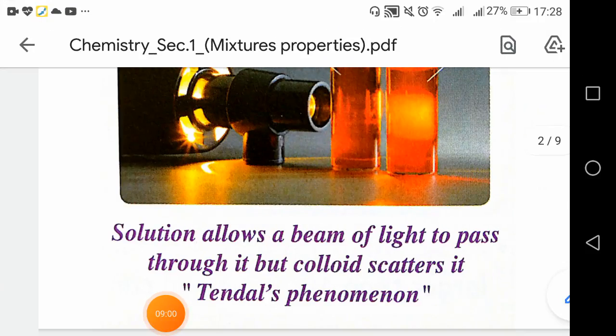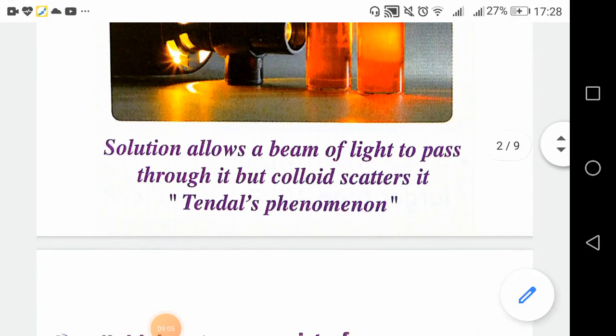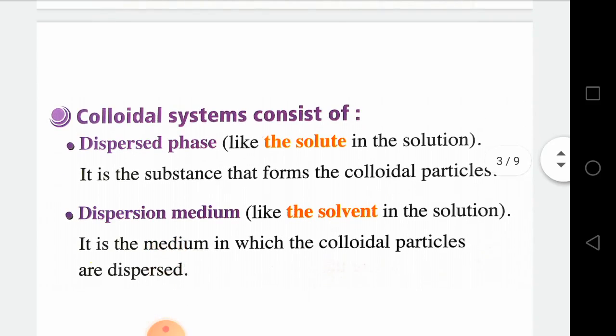Now, complete the lesson of mixtures properties. Now we will transfer to the colloid with a new expression called colloidal system. What is the meaning of colloidal system? A colloidal system consists of two phases. The first phase is called the dispersed phase. The second one is called the dispersion medium.